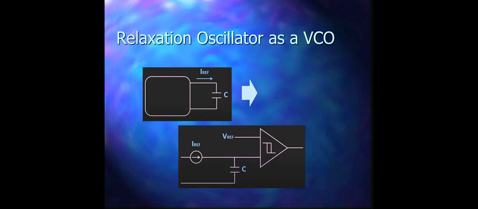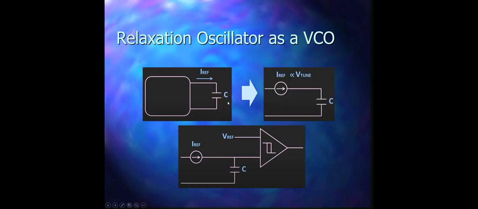Now we have the relaxation oscillator. And this can also work as a voltage controlled oscillator. So in a relaxation oscillator, by changing the charging current of this capacitor, it is possible to tune the frequency. In this type of oscillator, the charging current is proportional to the tuning voltage. Means by controlling this tuning voltage, we can change the rate at which this capacitor charges.